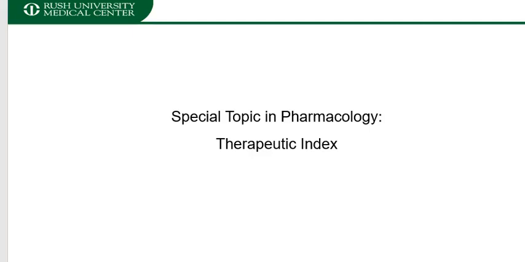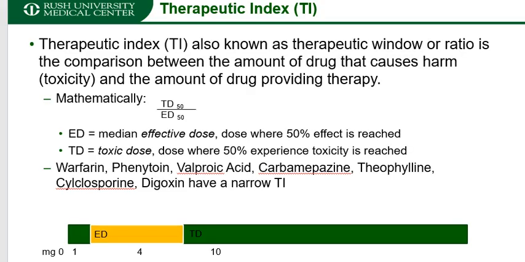So this next mini lecture is going to examine a special topic in pharmacology called the therapeutic index. All right, and so the therapeutic index, also known as the therapeutic window, is a mathematical ratio between the TD50 and the ED50, which is shown here. So the ED50 is the median effective dose, or the dose at which 50% of an effect is reached.